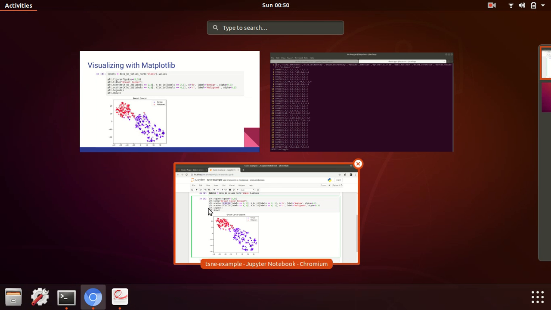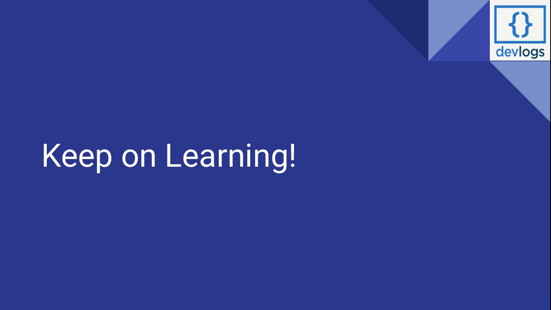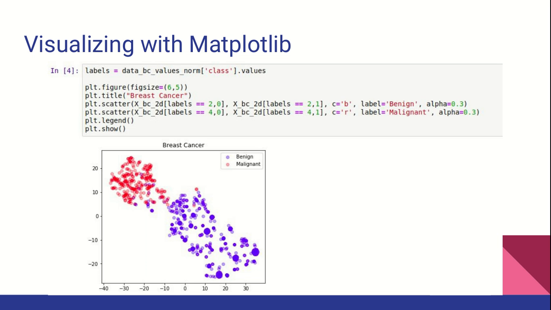So that's it for this video. What we've seen is that we can use TSNE with scikit-learn and matplotlib to visualize high dimensional data in a lower dimensional space.